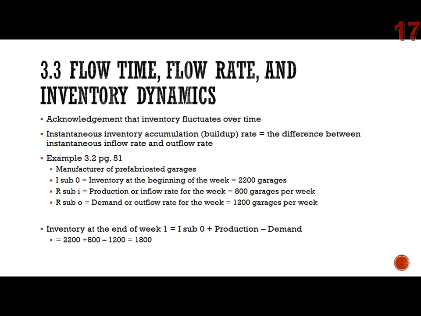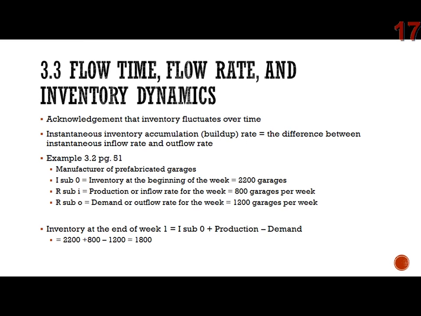So we acknowledge that inventory fluctuates over time, okay? And so we can look at instantaneous inventory buildup. So I can say what's happening right this minute, right? And so there's an example in our textbook on page 51 where we have a manufacturer of prefabricated garages. And so at time 0, the very first time that they take a snapshot, there's 2,200 garages, okay? They have production or inflow rate of the week of 800 garages per week, and the demand or outflow for the week is 1,200 garages.